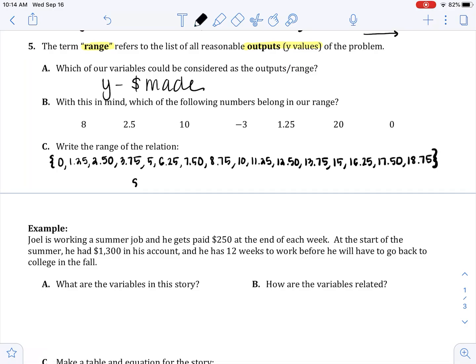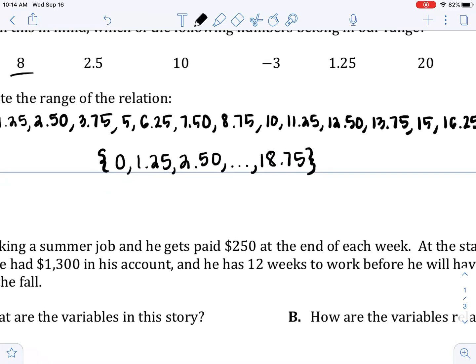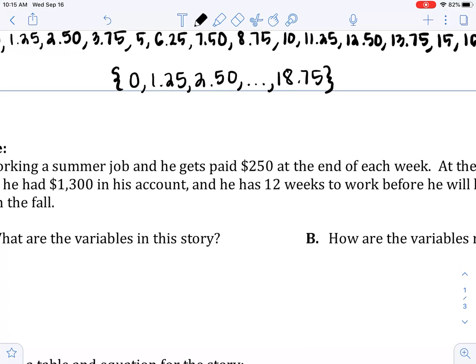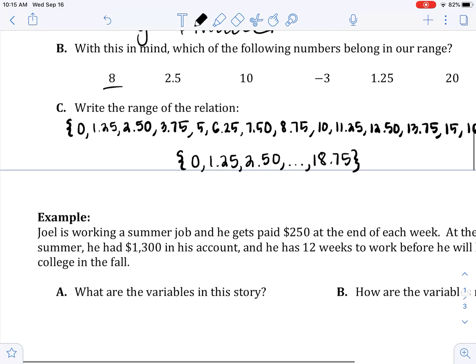All right, so yes, once again, if you're like, wait, could we have just written 0, comma, 125, comma, 250, comma, dot, dot, dot, comma, 1875? Yes, you could have, but still, I'm looking at this. I don't know if 8's in there, right? Because it's not physically in my list. If I look at this first list here, I know that 8 is not in there. So 8 is not in my range.